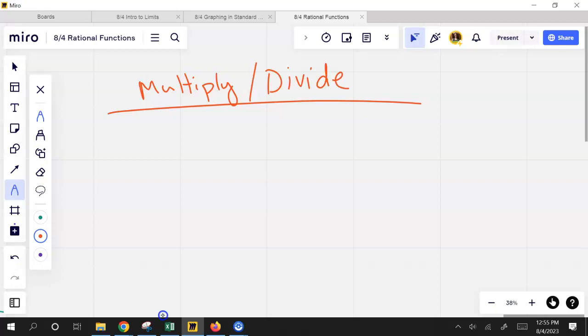If you multiply fractions, what do you do? So this is like a new little section. This is still the same thing, but a new little section in the notes. How do you multiply fractions?